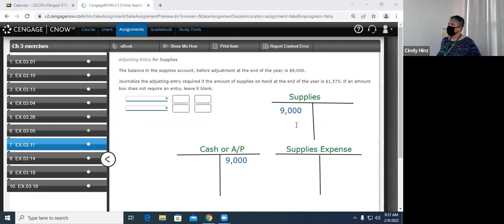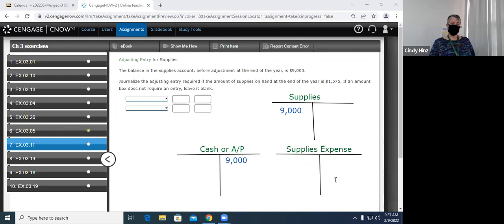Well, at the end of the period, we print that unadjusted trial balance that we talked about. And we say, what's on here that shouldn't be? What isn't on here that should be? And this is one of the accounts that we're always going to review. It says we have $9,000 in supplies. Do we really have $9,000 in supplies?